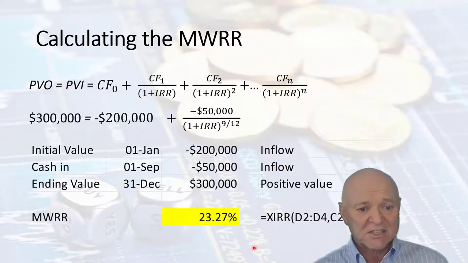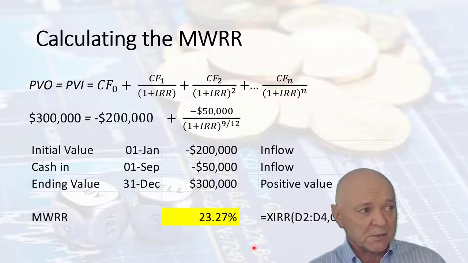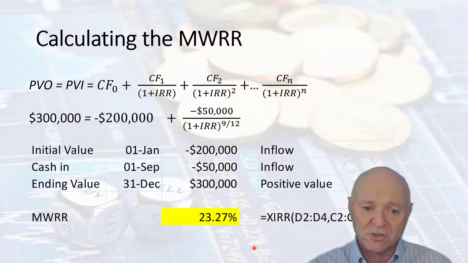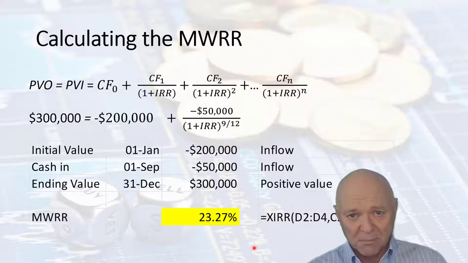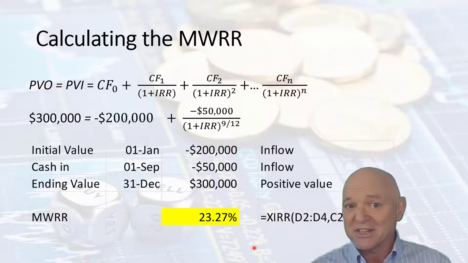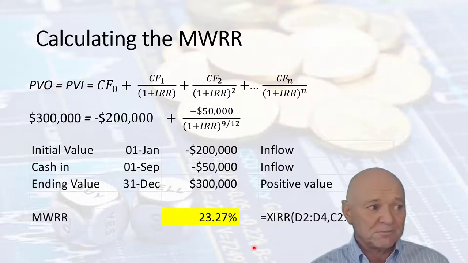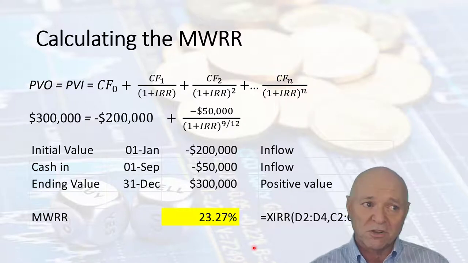So in this case, I put some information into a spreadsheet. You can see my initial value on the 1st of January was $200,000. That's why it's got a minus. It's money I invested. It came out of my pocket. I also put a secondary investment of $50,000 in. That's why it's got a minus. It's out of my pocket again. And that was on the 1st of September. And then finally, at the end of the year, the ending value, 31st of December, was $300,000.